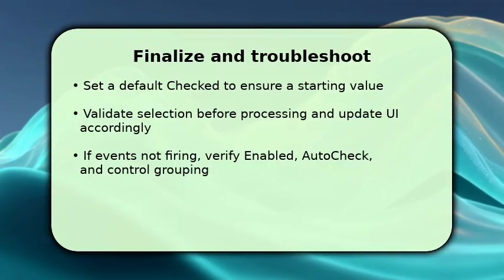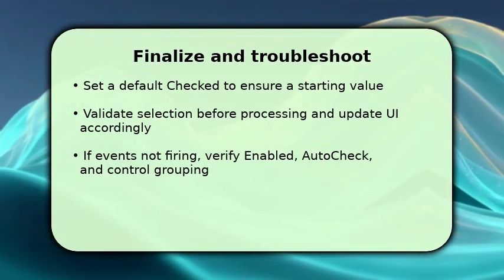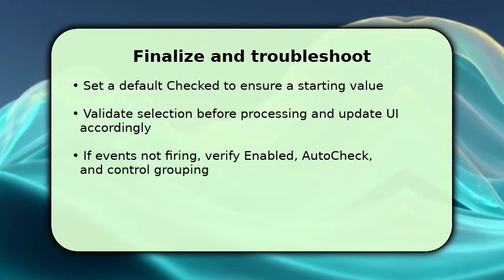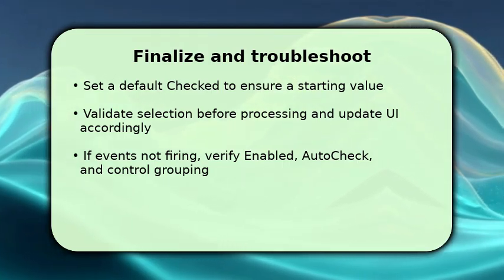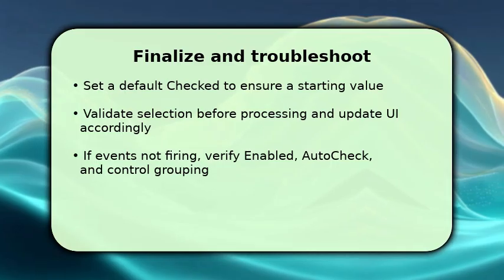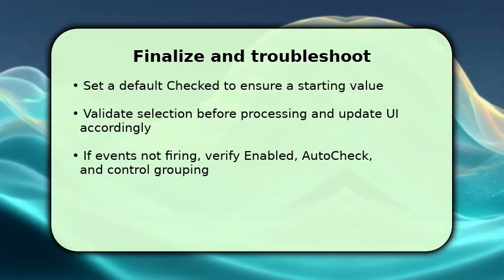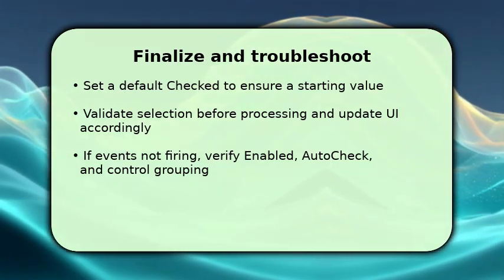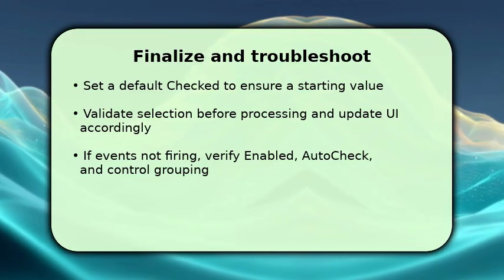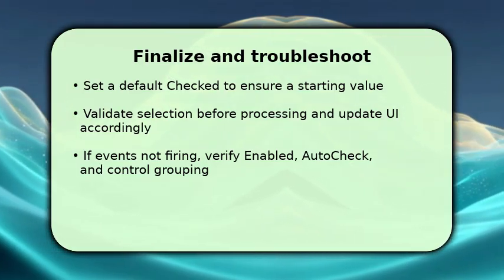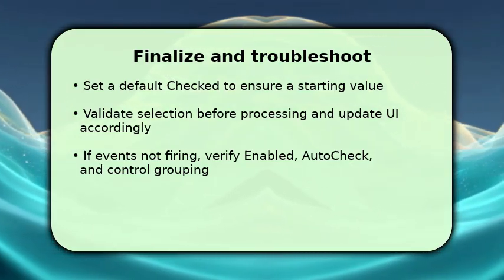When saving or applying settings, convert the selected tag or name into your data model and close or disable inputs as needed. If things go wrong, check the most common issue. Make sure controls are enabled, AutoCheck is true, and group box boundaries are correct. These prevent events from firing or selections from being exclusive.